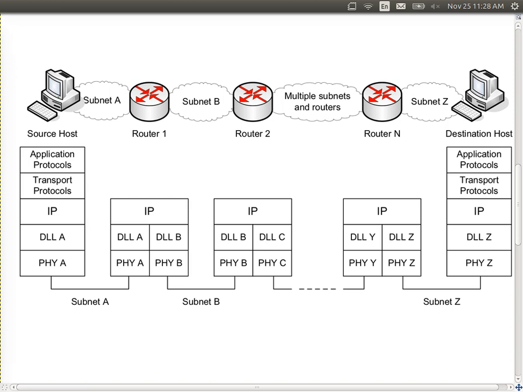So interfaces on the same subnet, like the interface on the source host and this left interface on router one, use the same data link layer and physical layer technology. So the right interface on router one and the left interface on router two use the same technology, B in this case. They can be the same across subnets, but they don't have to be. This could be Ethernet, this could be PDH, subnet Z could be Bluetooth, for example.